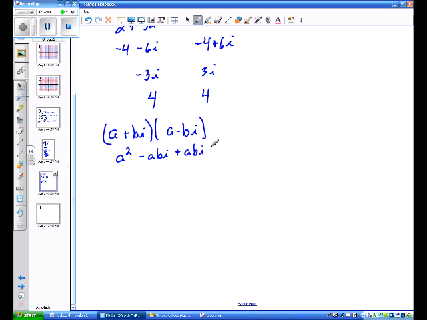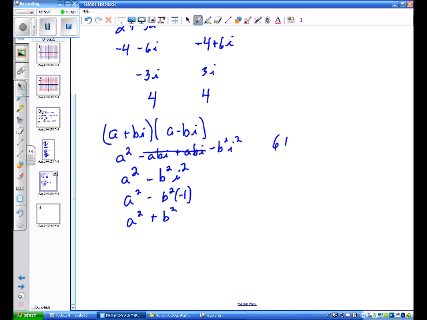And then we have a negative b squared i squared. Now, if you notice, your middle terms drop out. They're opposites of each other. So we have a squared minus b squared i squared. But i squared is negative 1. So this is b squared times negative 1, which makes this a squared plus b squared. And if you notice, when we multiply the conjugates of our complex numbers, we end up with a real number. We don't have any i's, any imaginary terms.